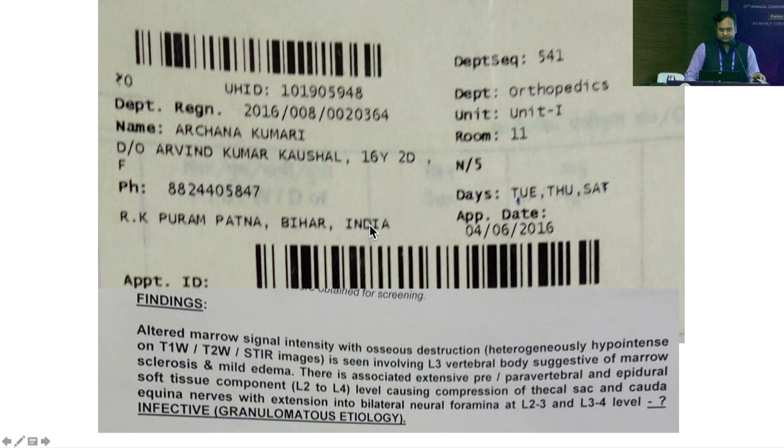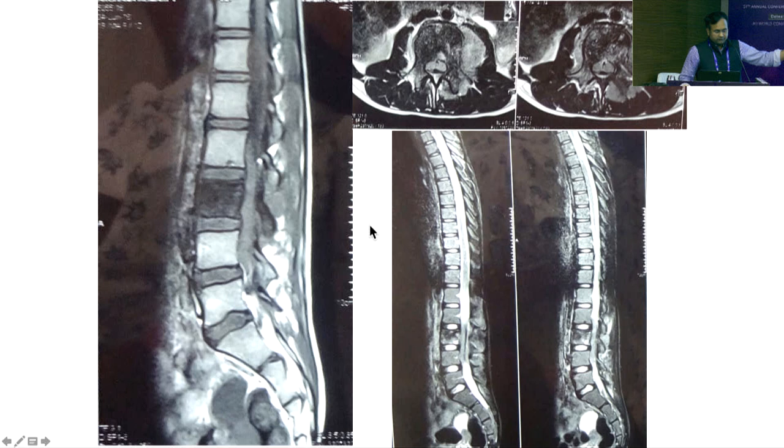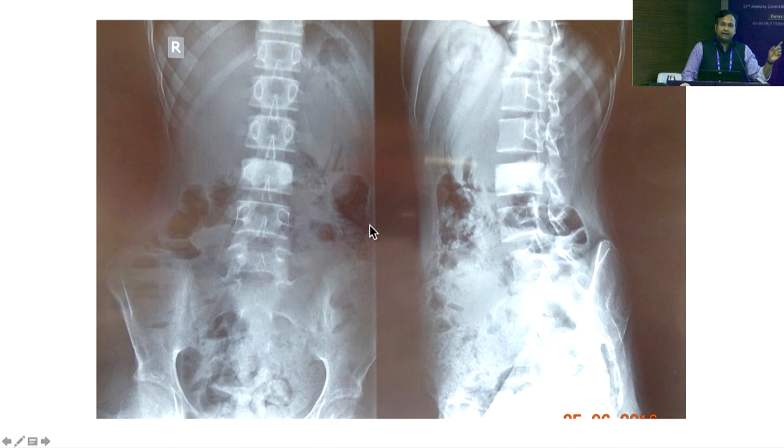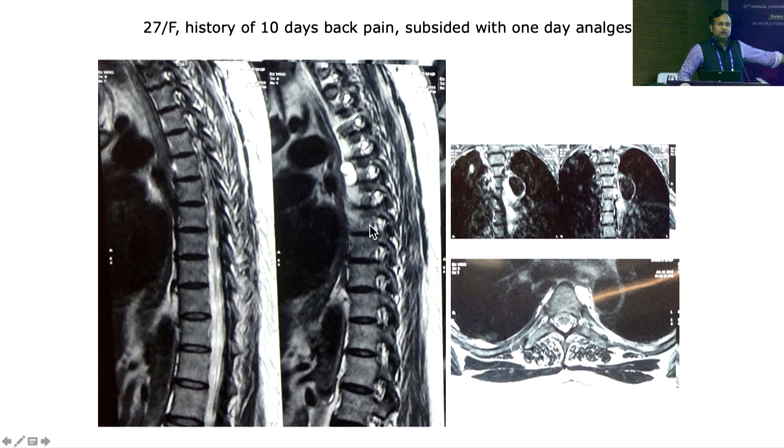Another case, again diagnosed as tuberculosis; she was being treated as tuberculosis. But when we looked at the X-rays, the simple X-rays also showed that tuberculosis cannot provide such sclerosis. And then it came out to be a CA breast case. Another case, there was just a one day history of analgesic back pain. He presented to us, and then he was diagnosed and put on ATT. But actually, our radiologist then diagnosed an esophageal duplication cyst.